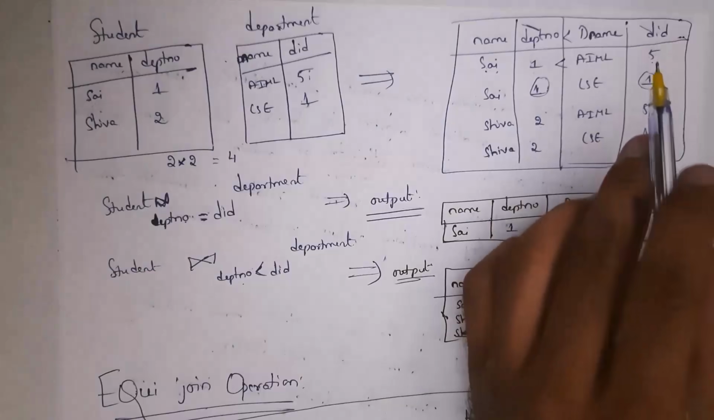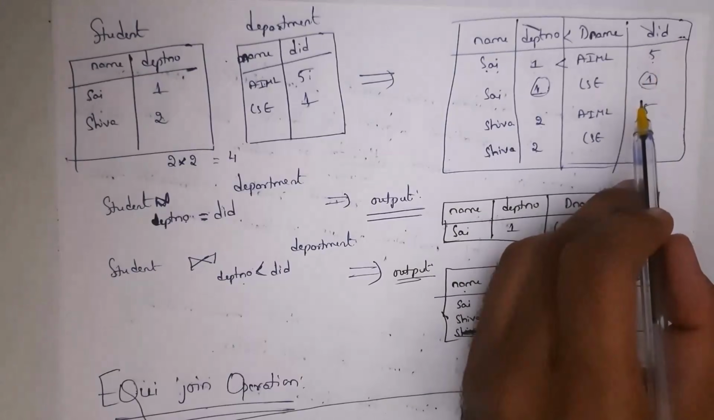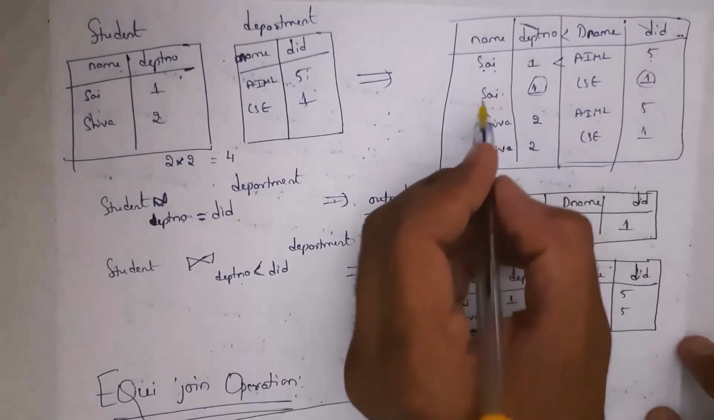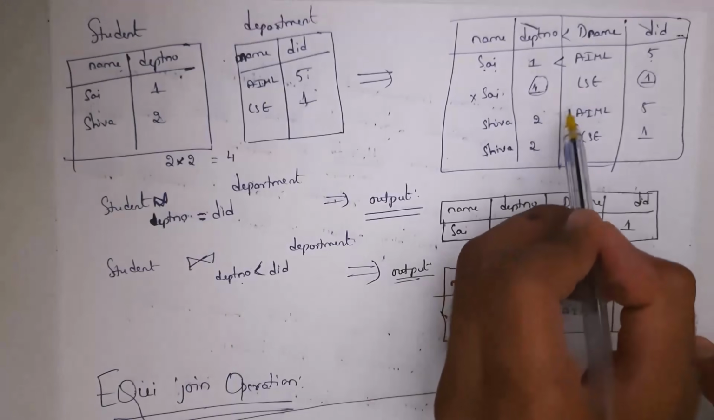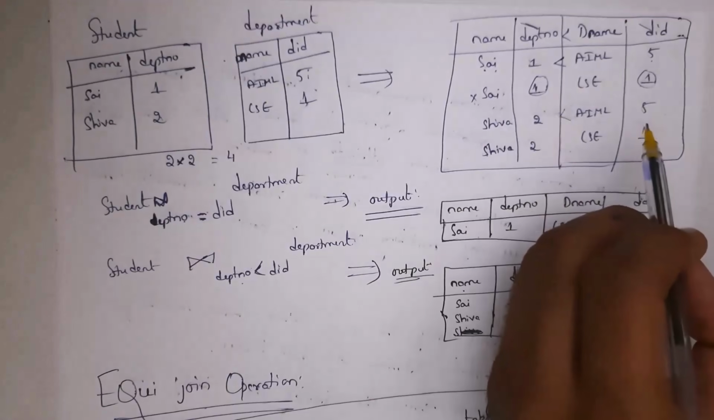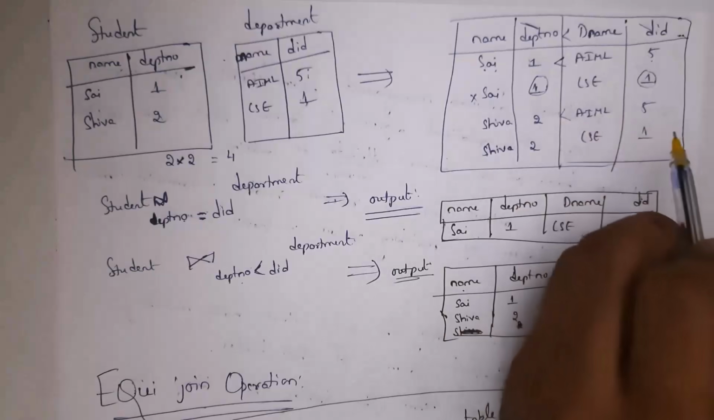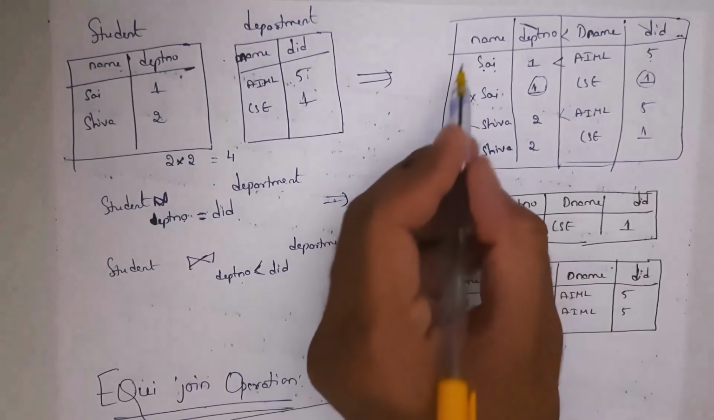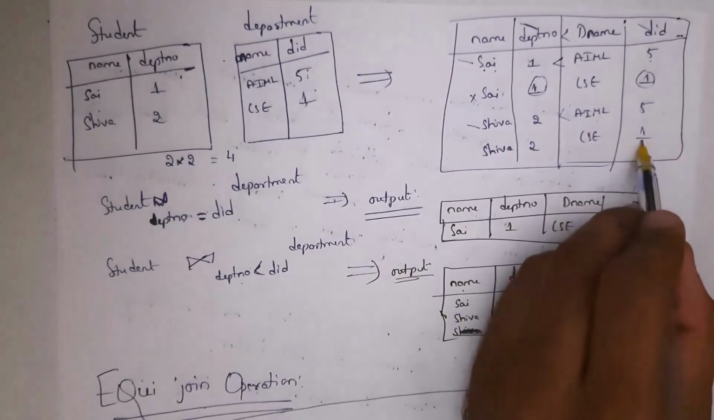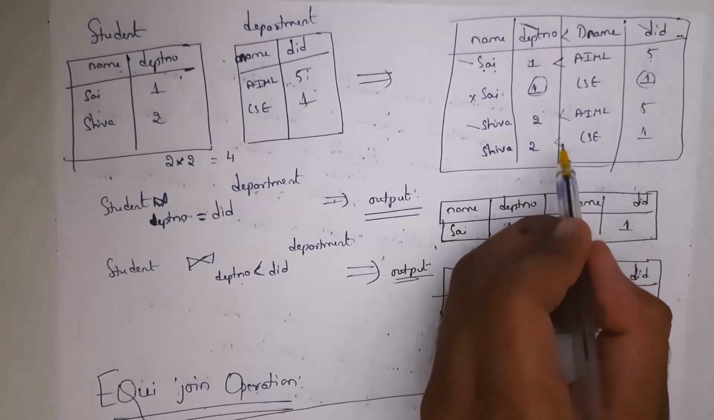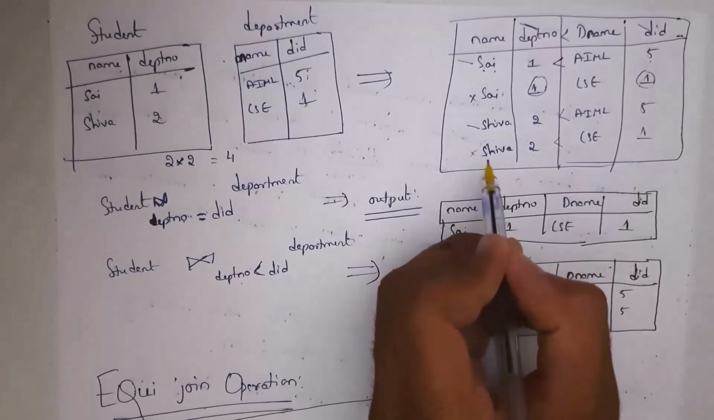This condition is not satisfied because 1 is not less than 1. 1 is equal to 1, so this condition is not satisfied. And again here, 2 less than 5. This condition is satisfied because 2 is less than 5, so it will display this record. And again here, 2 less than 1? No, 2 is not less than 1. 2 is greater than 1, so this condition is not satisfied.